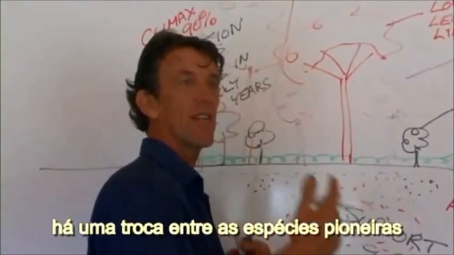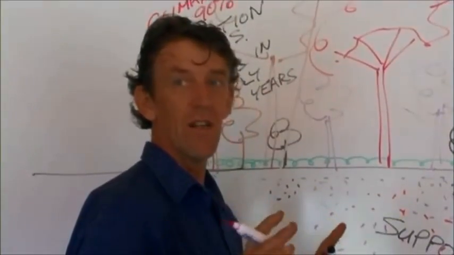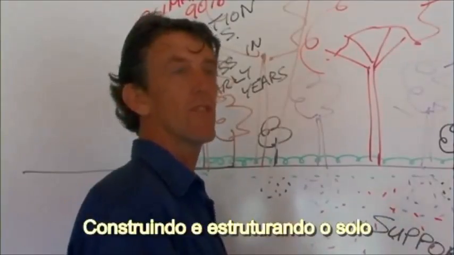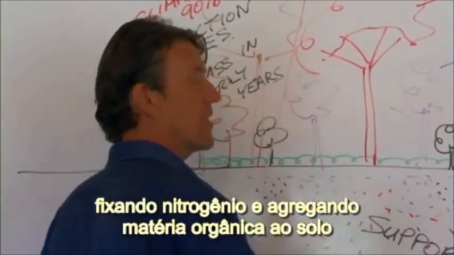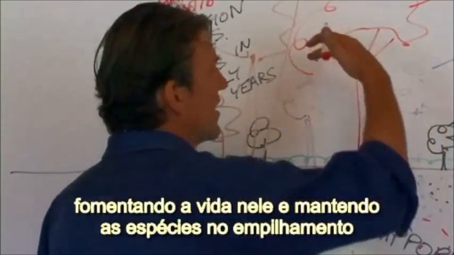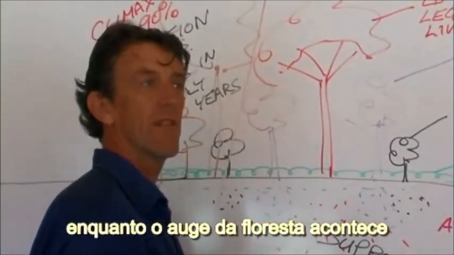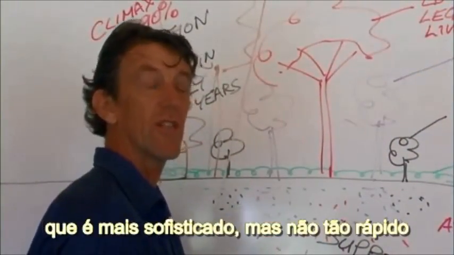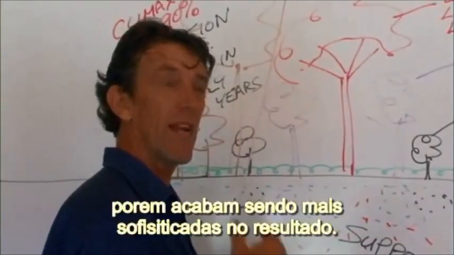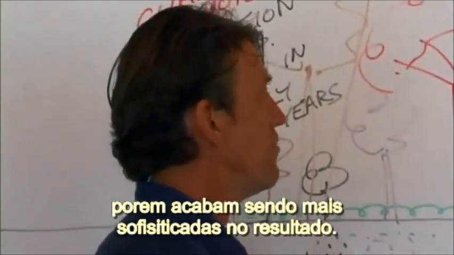There is an exchange between the pioneering weedy type species, which are actually fast carbon pathways, building soils, structuring soils, fixing nitrogen, dropping organic matter to the soil, building up soil life, and they time stack out of position as the climax forest comes in, which is more sophisticated, not such fast carbon pathways, but end up as more sophisticated in their end result.